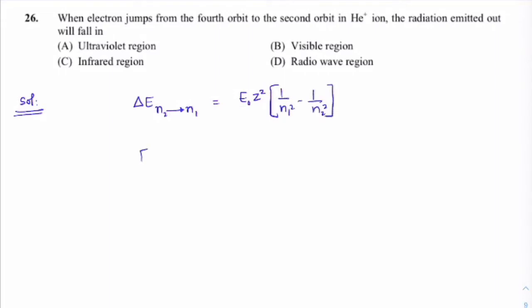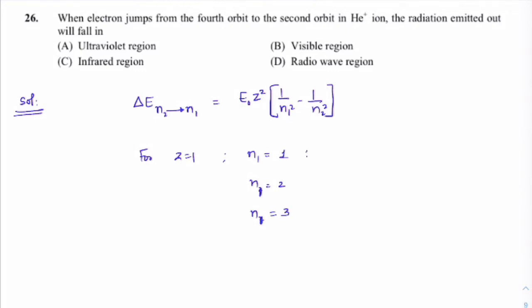Now for Z equal to 1 for the hydrogen atom, we know that if N1 is 1, N2 is 2, N1 is 1, N1 is 2 or N1 is 3.